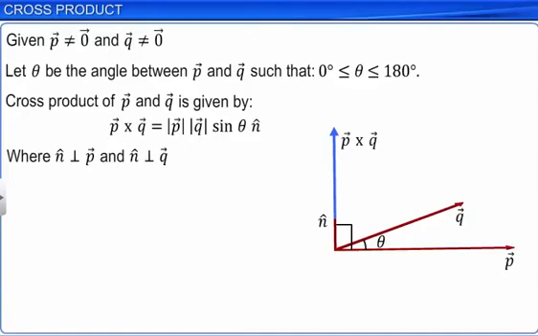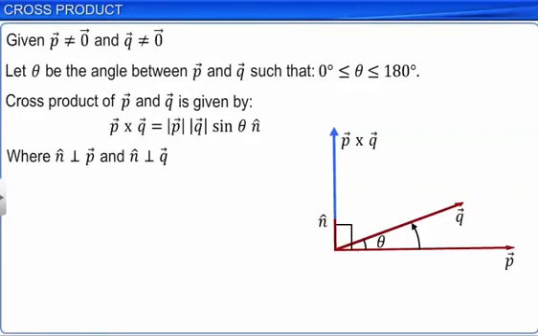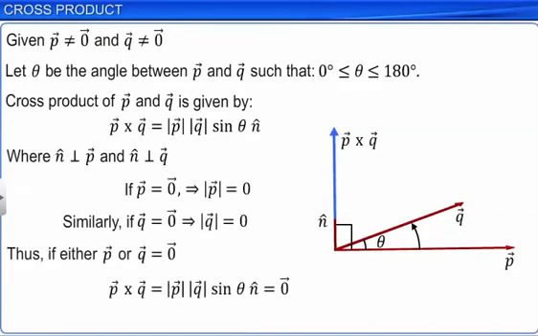Since the cross product of two vectors is also a vector, it is also called a vector product. Thus, vectors P, Q, and n form a right-handed coordinate system that moves in the direction of n when it rotates from vector P towards vector Q. Note that if either vector P or vector Q is a zero vector, their cross product is also a zero vector.